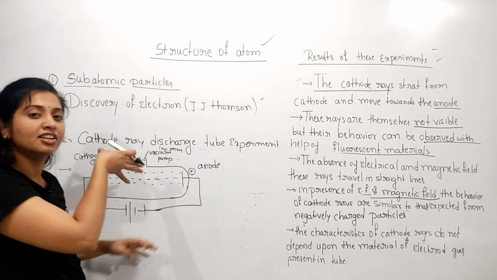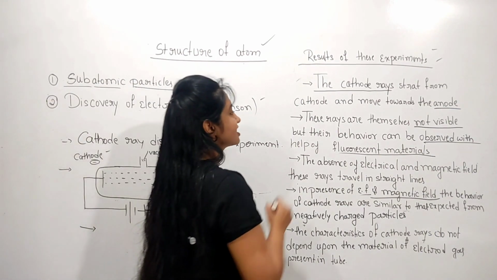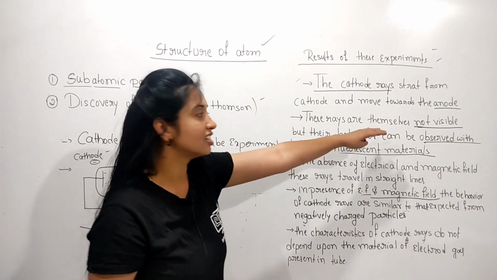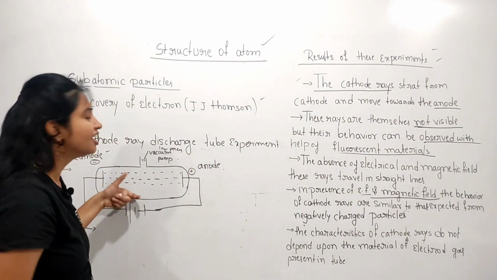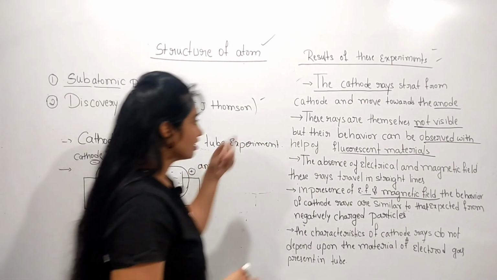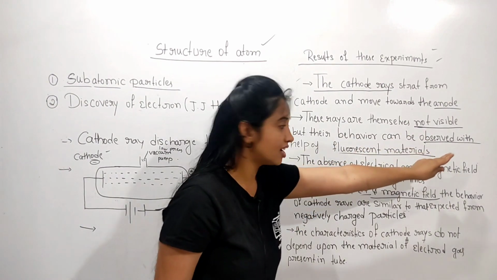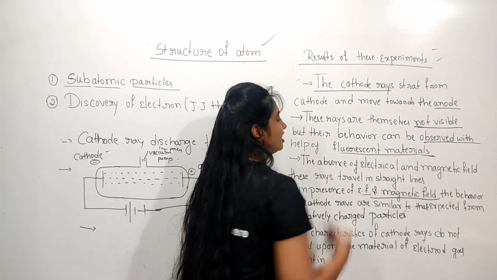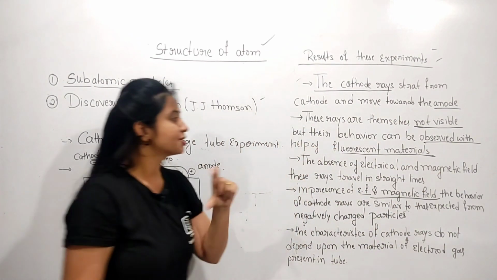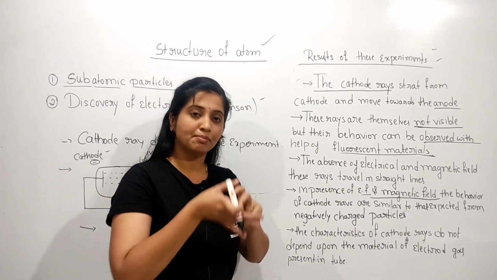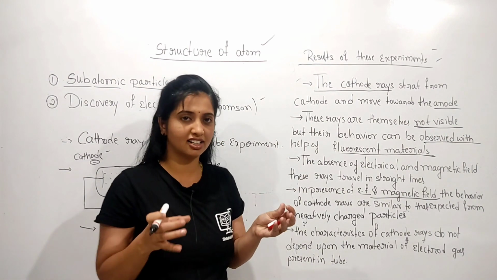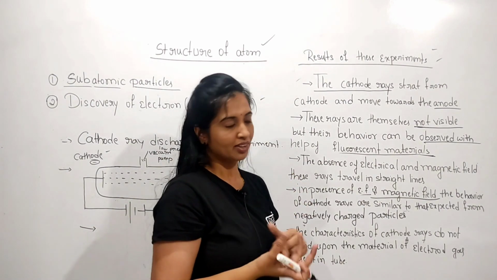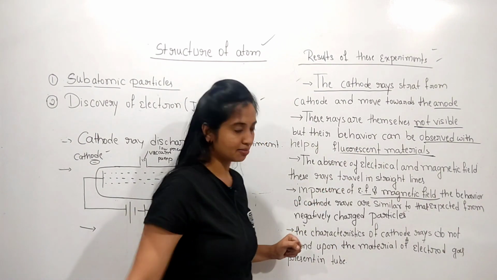First we have observed these characteristics, and next, these rays themselves are not visible. These rays are invisible to us, but their behavior can be observed with the help of fluorescent materials. So what is the meaning of fluorescent material here? A fluorescent material is a material that starts to glow when some particles or rays strike it. Such a material is called a fluorescent material.